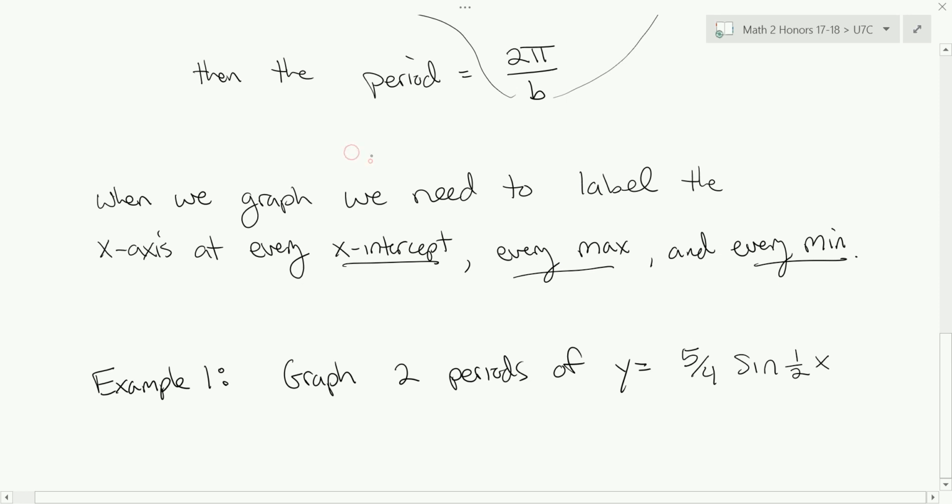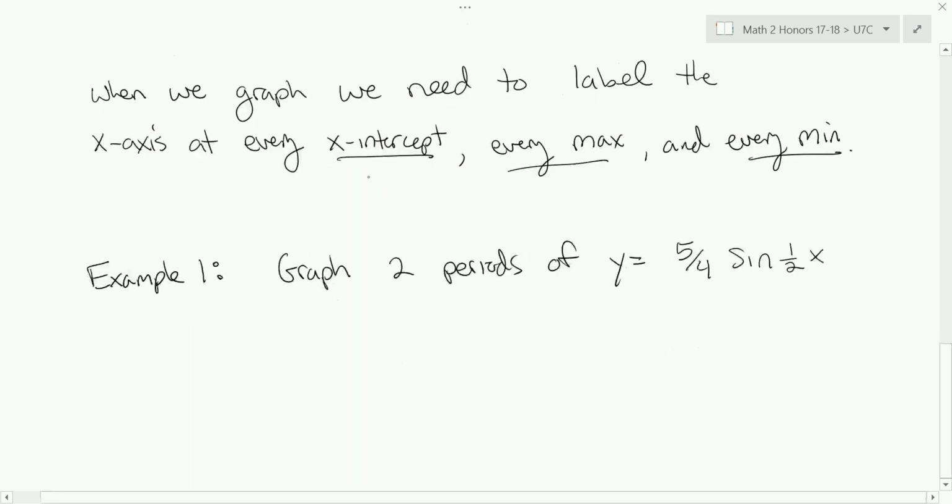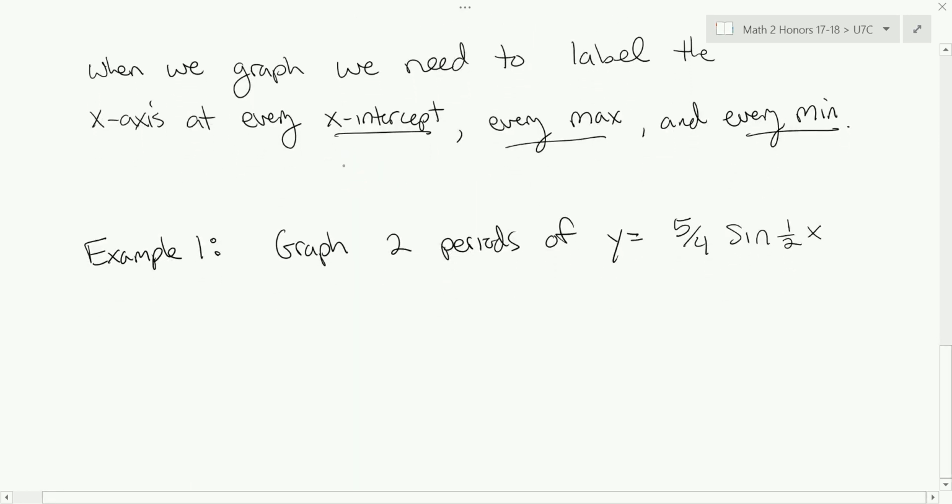Okay. So before you graph, you want to find, well, what's my amplitude? What's the period of that function? So the amplitude, what is it? Yeah, it's the absolute value of 5/4, but 5/4 is already positive, so it's just 5/4. Right? It comes directly from the number in front of sine of 1/2 x.